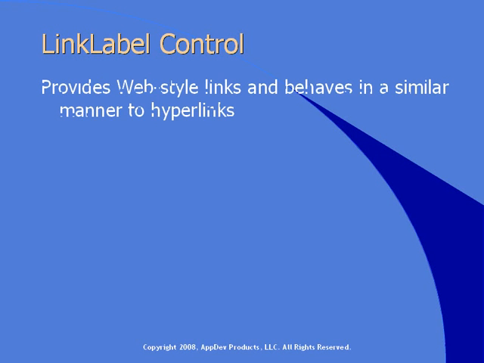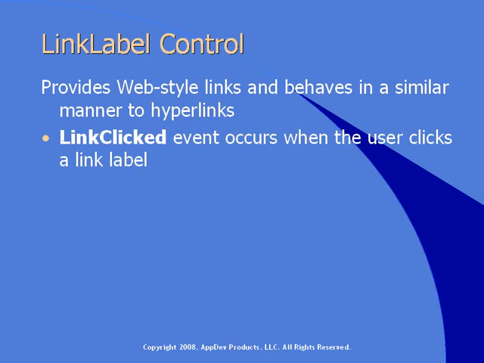The link label control gives you the ability to add hyperlink text, essentially, to a Windows form. You take a label and some or all of the text can be clicked, and then you can run code based on that. And you'll know that the link label is clicked because clicking on it fires the link clicked event.